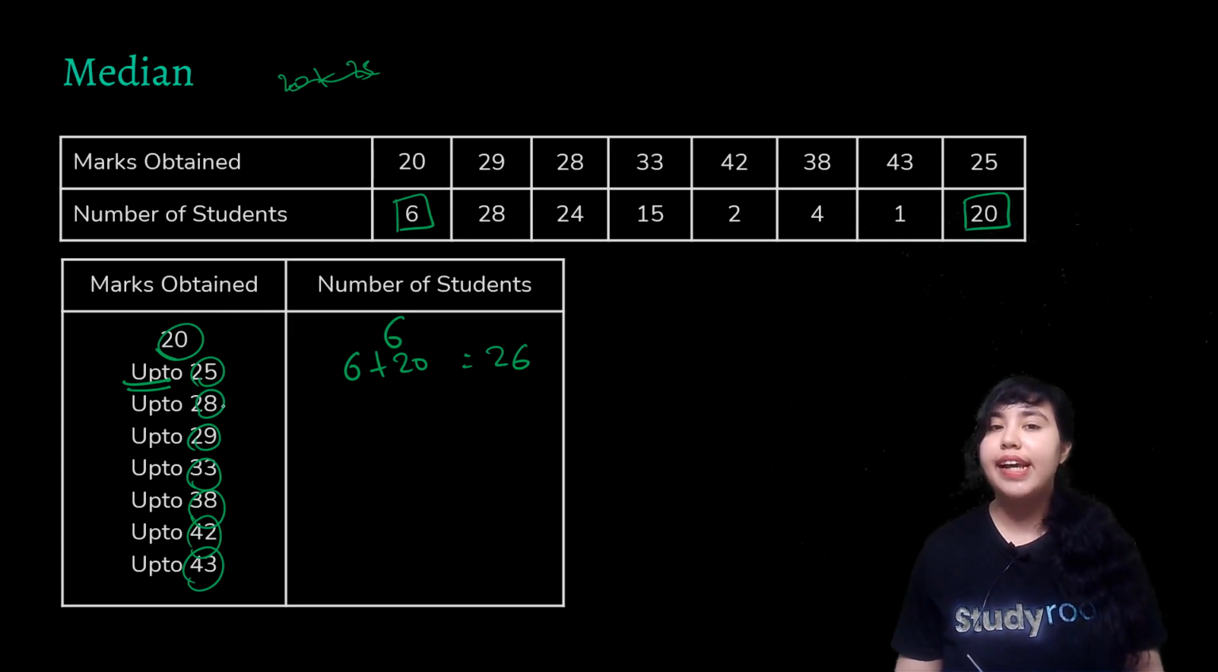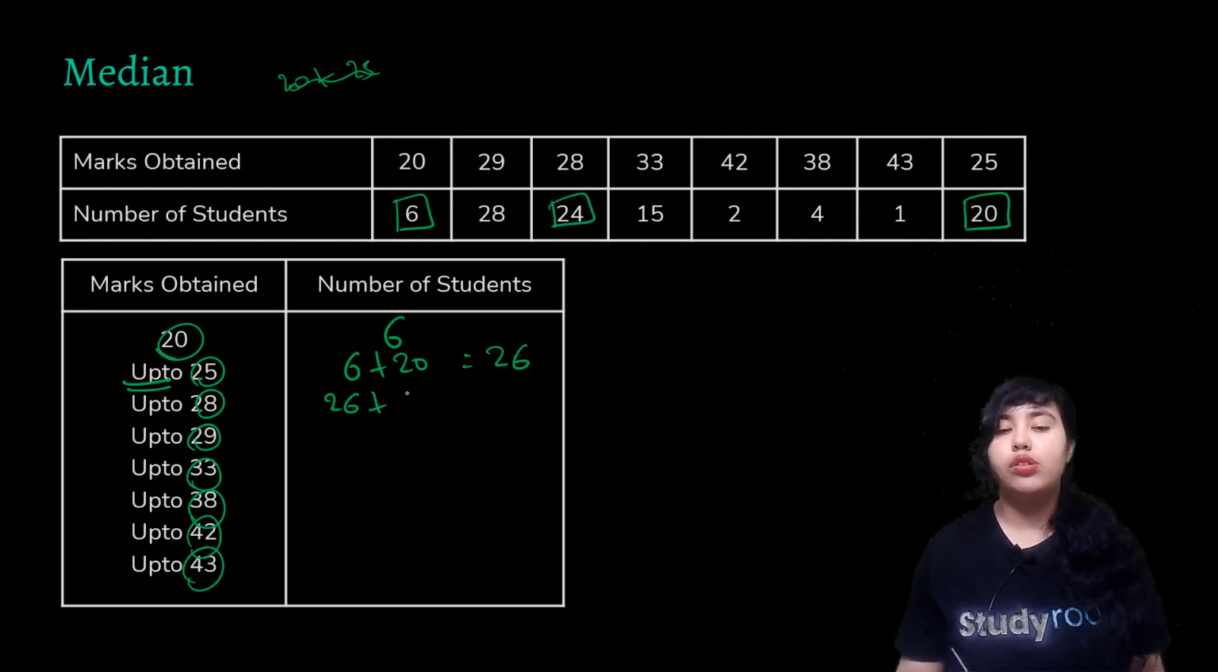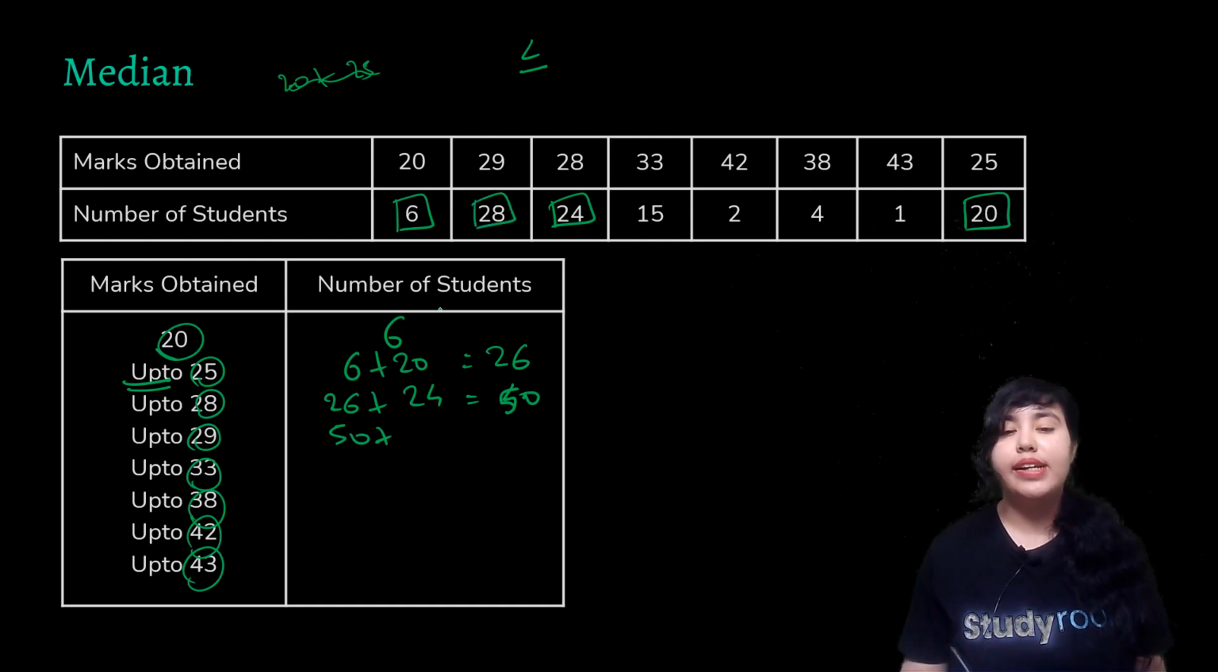Up to 28 means what? Up to 25, how many students got these marks? 26. And then how many students got 28 marks? 24. Up to means less than or equal to. So if I give you up to 29, how many students got up to 28 marks? 50. So this will become 50 plus 29 marks have been scored by 28 students. So 50 plus 28 will become 78.